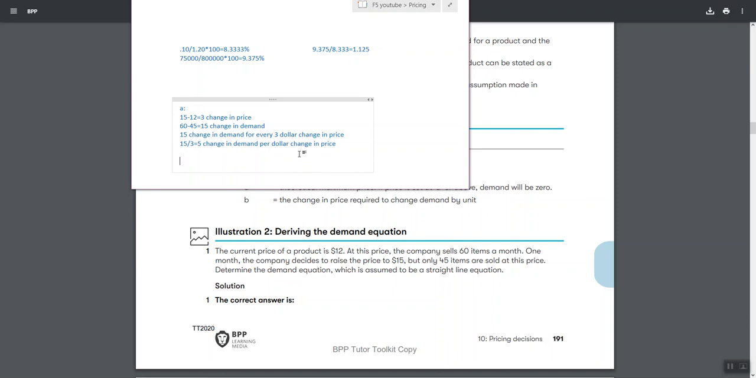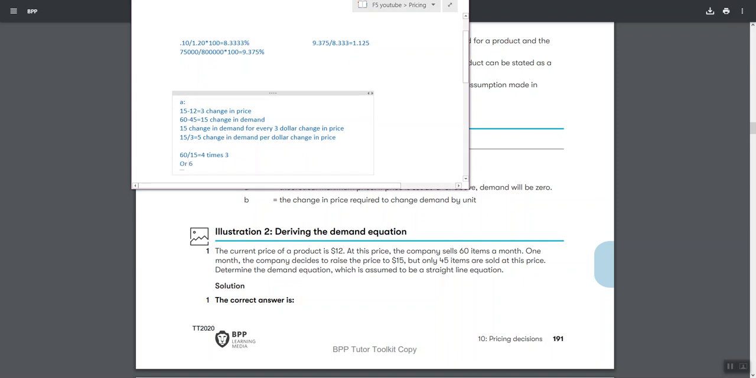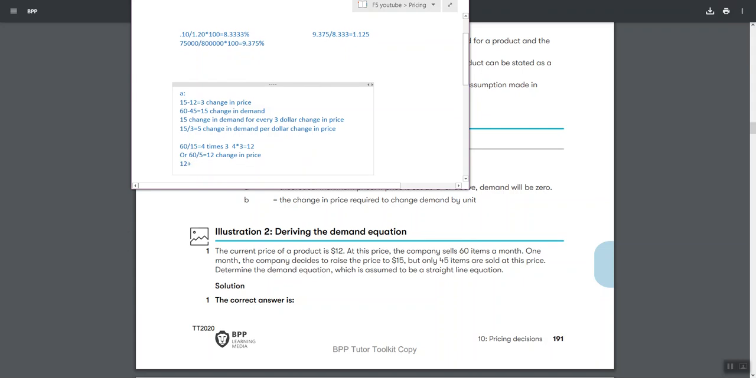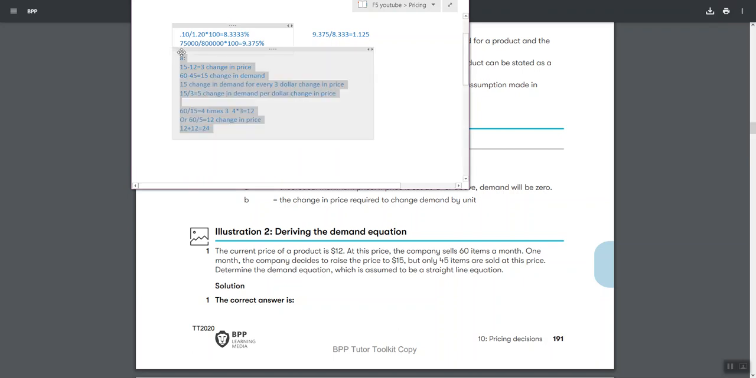Okay, so if our current demand is 60, remember everything we are looking at is in relation to the current price and current demand. So divide that by 15 becomes 4 times 3. Or we could do it like this: 60 divided by 5 becomes 12. If you take 4 multiplied by 3, it gives you the same 12. So 12 change in price. Our current price is 12. So if we change it by 12, it becomes 24, so this is the price at which demand is going to be nil.